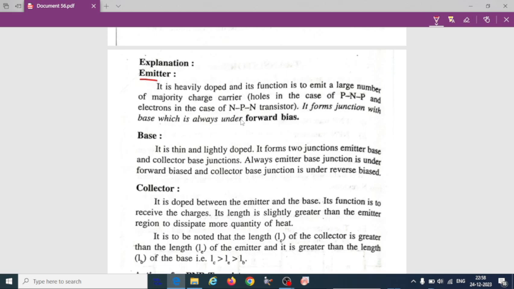So what is the emitter? The emitter is heavily doped and its function is to emit a large number of majority charge carriers. Here in PNP, P means positive, the majority carriers are holes and the minority carriers are electrons. So holes in the case of PNP and electrons in the case of NPN transistor. It forms a junction with the base which is always under forward bias.